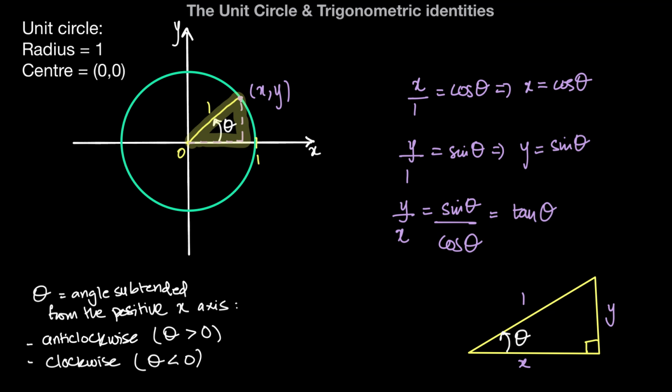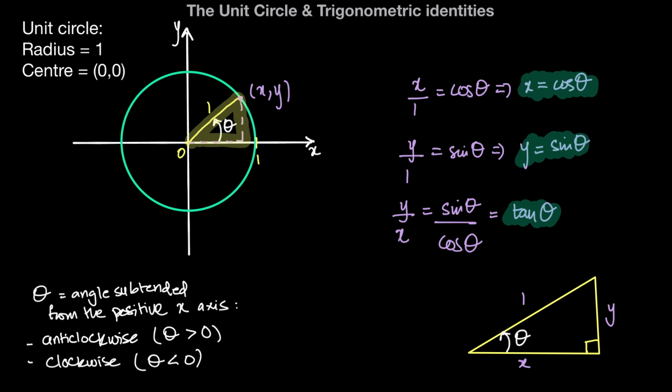So over here what we have is the three basic trigonometric functions, where the x coordinate of any point in terms of the angle theta subtended from the positive x-axis can be expressed as the cosine of theta. The y coordinate can be expressed as sine of theta, and the ratio between the y coordinate and the x coordinate can be expressed as tan of theta.